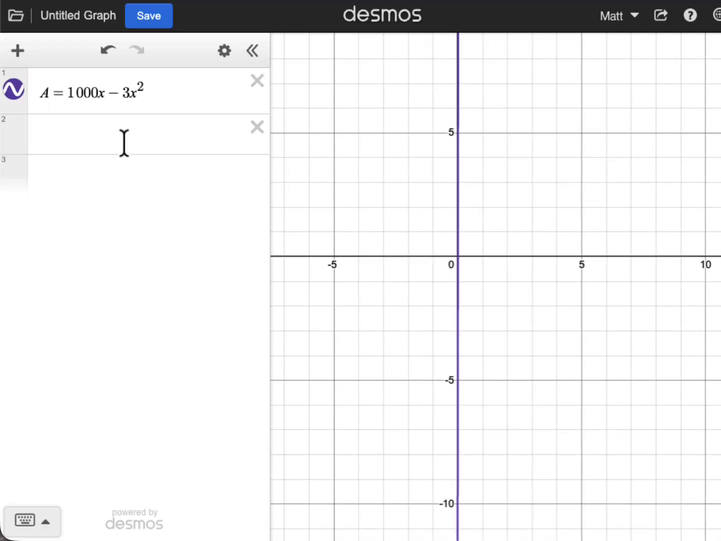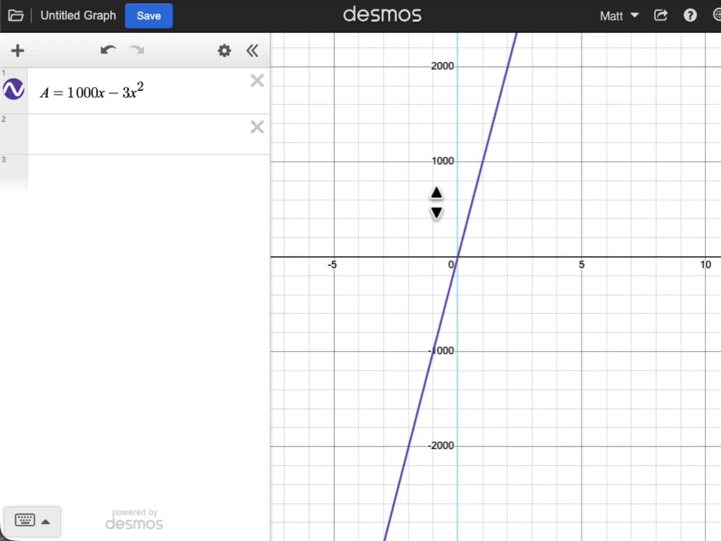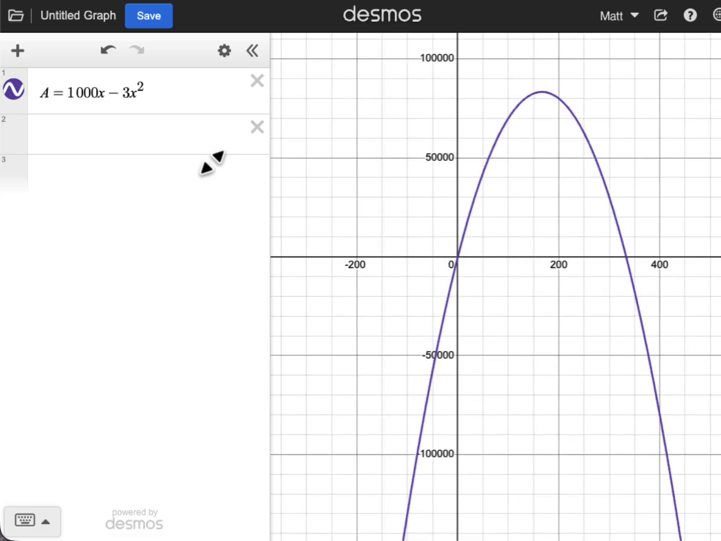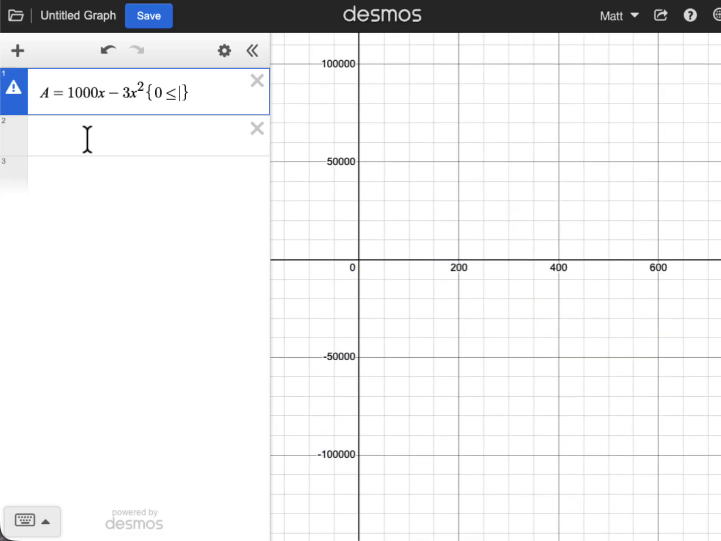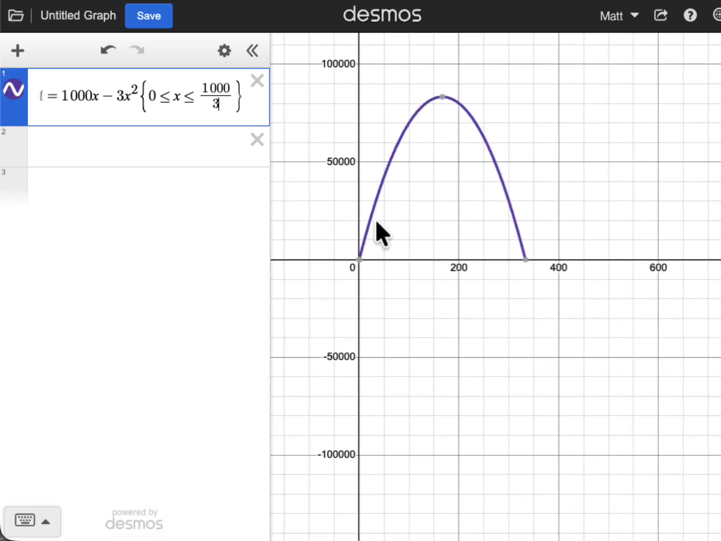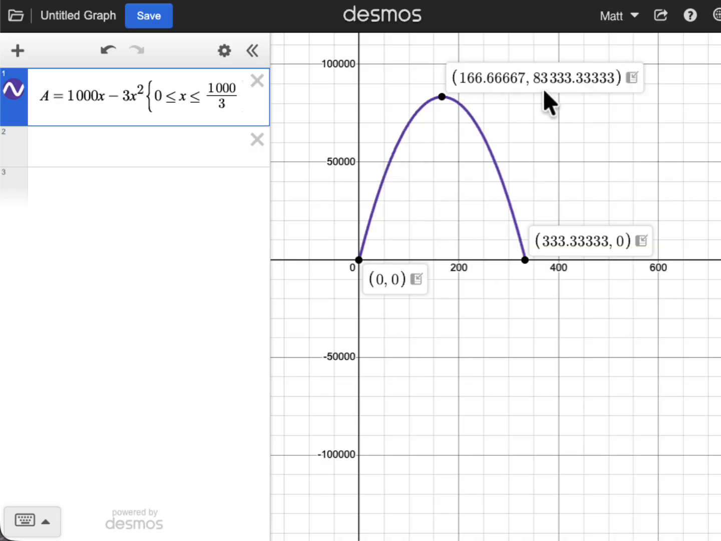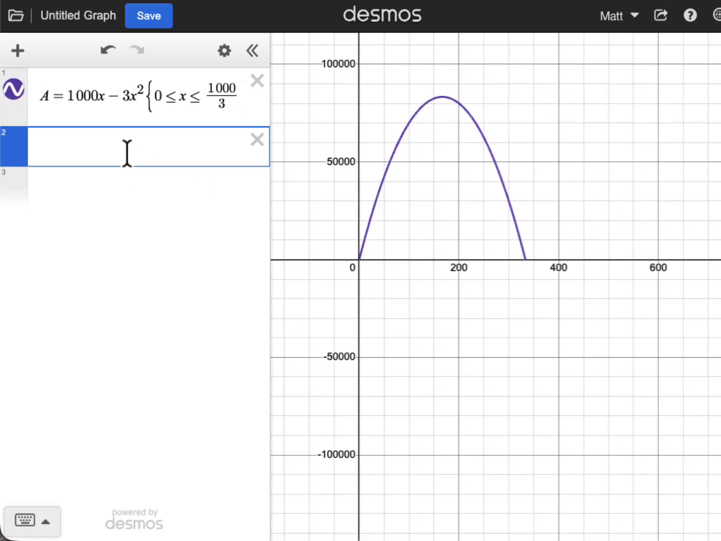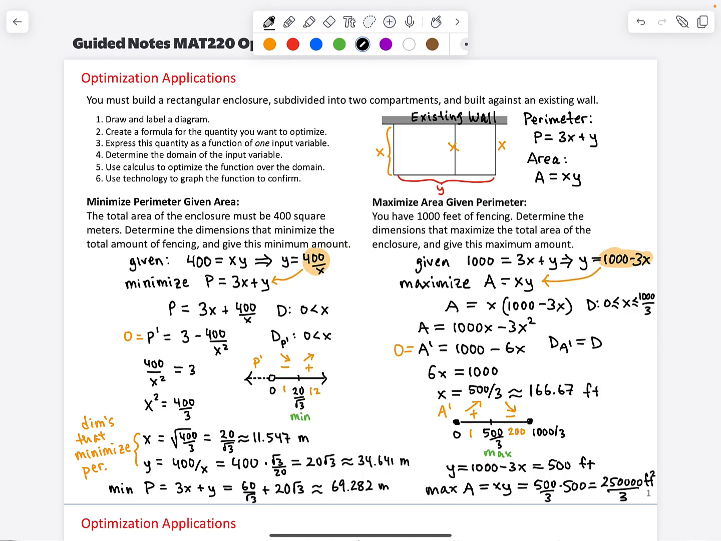With technology, I'll type in the equation for our area as a function of one variable. I'm going to change my scale. Next, I'll crop the function from 0 to 1,000 thirds. Now keep in mind the vertical axis represents area and the horizontal axis represents x, as depicted in our drawing. But the maximum area will occur when x is this value, and the maximum area will be 83,333.3 repeating, which is a decimal version of the answer we got, 250,000 thirds. Okay, let's go to the next page.